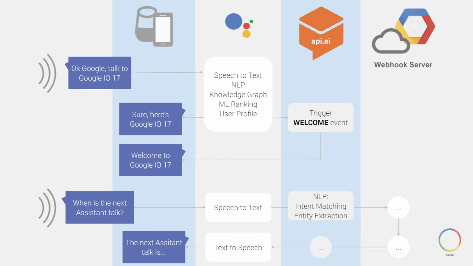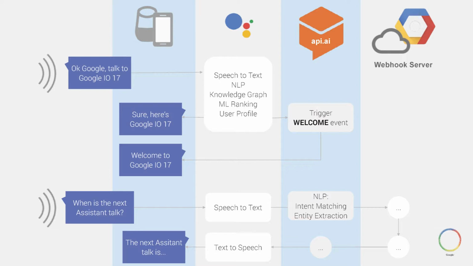Now, this is a really good diagram for understanding the overall flow of how the conversation operates across all the different pieces of infrastructure that happen behind the scenes. So the user is asking, okay, Google, talk to Google I/O 17. That goes to the Google Assistant. It performs the speech-to-text conversion. It then looks up through a bunch of different things like natural language parsing, the knowledge graph, machine learning ranking processes, and also the user's profile to locate the app that they're referring to.